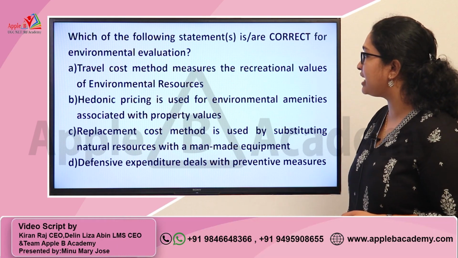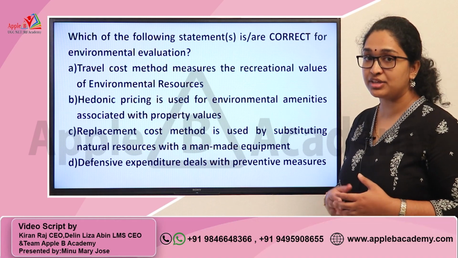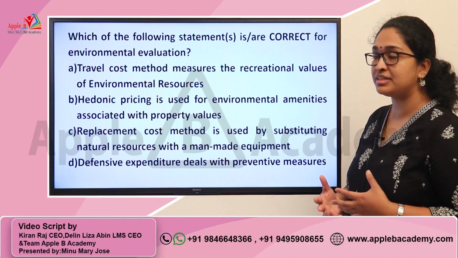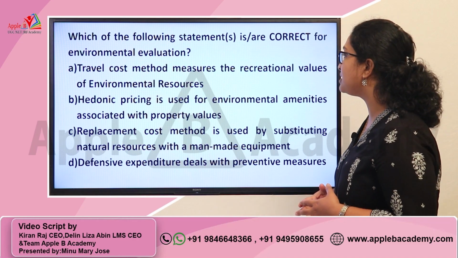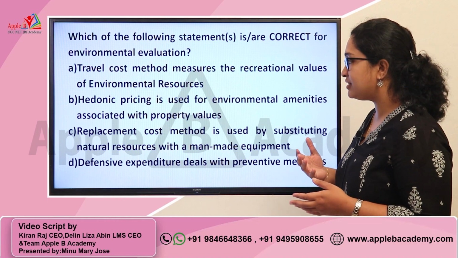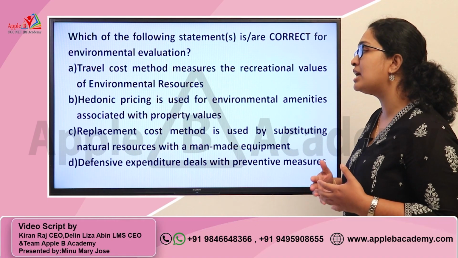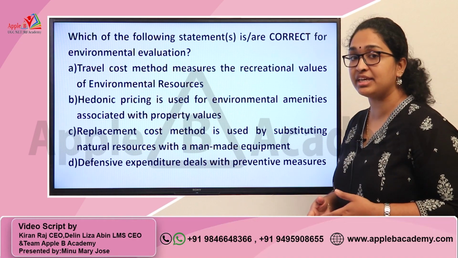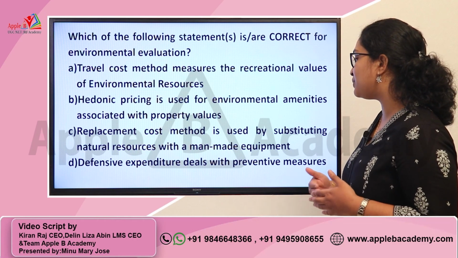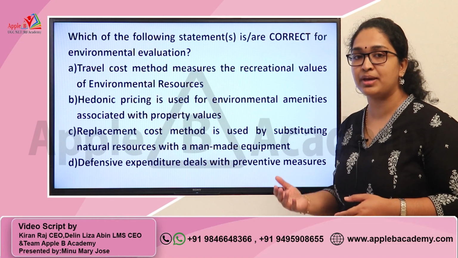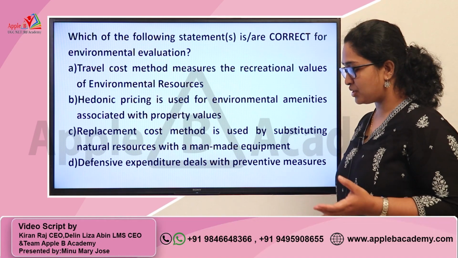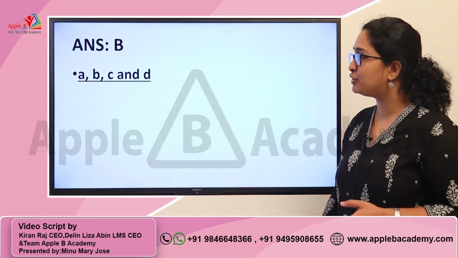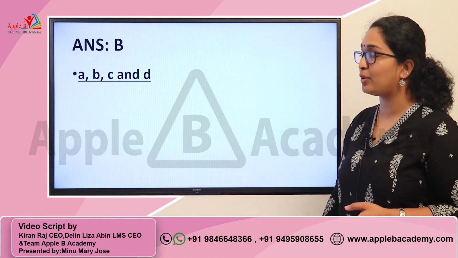Now we have the next question. Again, this is from environmental economics related to environmental evaluation. Which of the following statements are correct for environment evaluation? The first one is travel cost method measures the recreational values of environmental resources. We have hedonic pricing, which is used for environmental amenities associated with property values. The next is replacement cost method, used by substituting natural resources with man-made equipment. And the final one is defensive expenditure, which deals with preventive measures. These are some of the measures of environmental evaluation. Which of the statements is true? We have the answer as option B, that is all of them are true. That is A, B, C and D are correct.